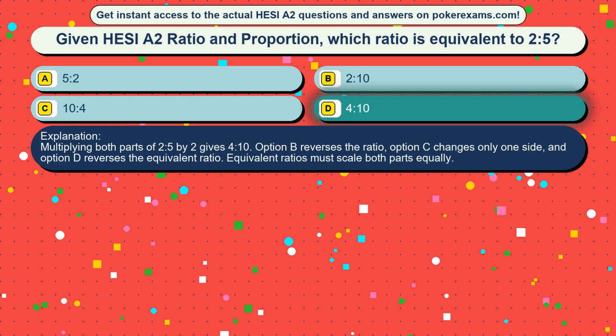Option A reverses the ratio, option B changes only one side, and option C reverses the equivalent ratio. Equivalent ratios must scale both parts equally.